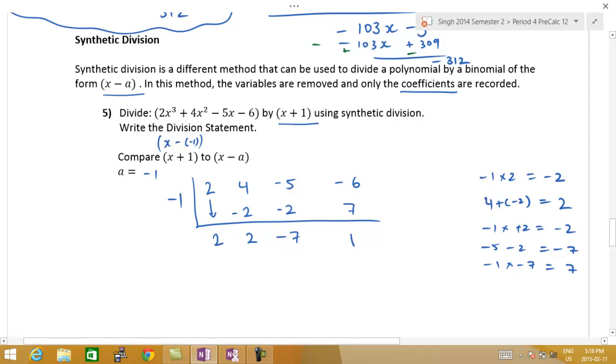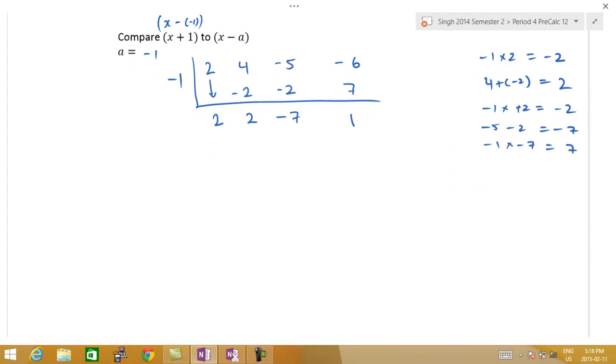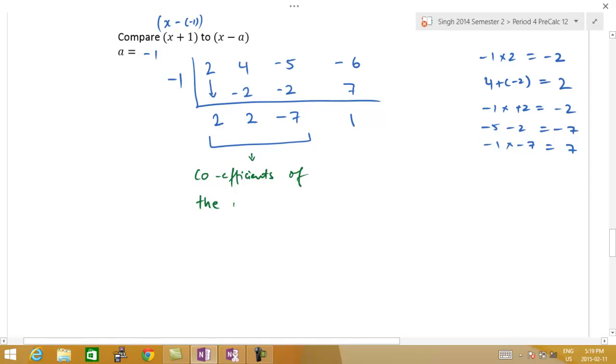Once you've done this, you've basically done the work. You've done the division. These numbers over here are set in a pattern, and they give you some pieces of information. And here's what we can get out of them. This first group of numbers over here represents the coefficients of our quotient of the polynomial division.